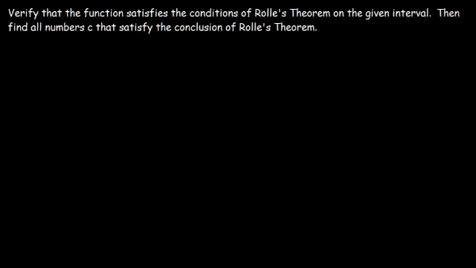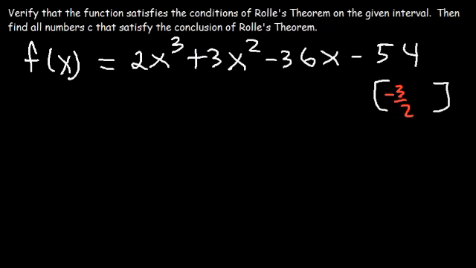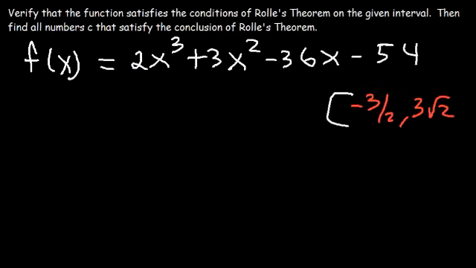Now what about this one? Let's say f of x is equal to 2x cubed plus 3x squared minus 36x minus 54 on the closed interval negative 3 over 2. Okay, I might need more space for this one. To 3 root 2.